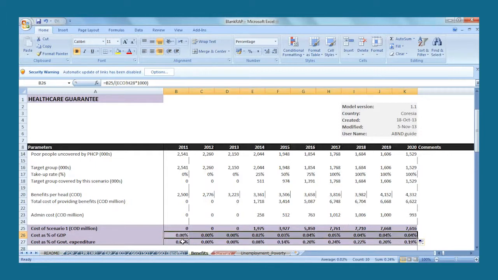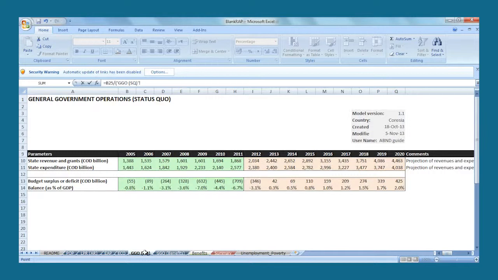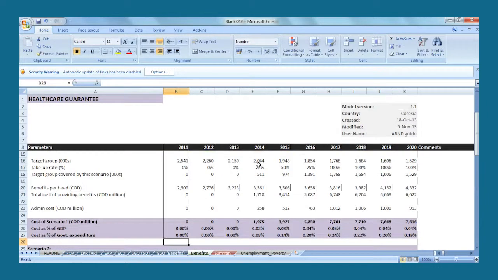The total cost as a percentage of government expenditure in 2011 is calculated by dividing the total cost of the scenario by the central government expenditure from the GGO SQ sheet. Multiply the central government expenditure by 1,000 so that both numerator and denominator are in million dines. In this way, we can find out the cost of a scenario in dines and express it as a percentage of GDP and government expenditure.